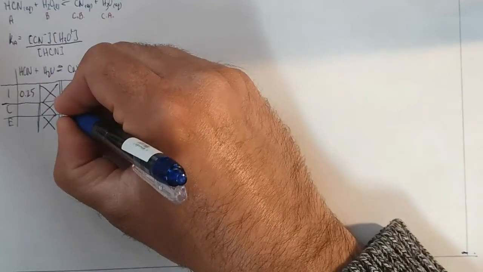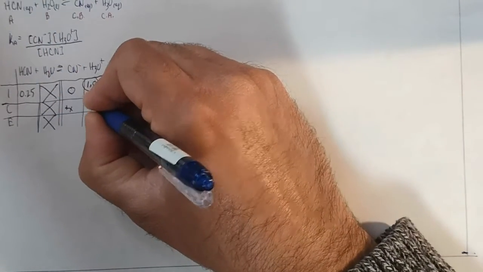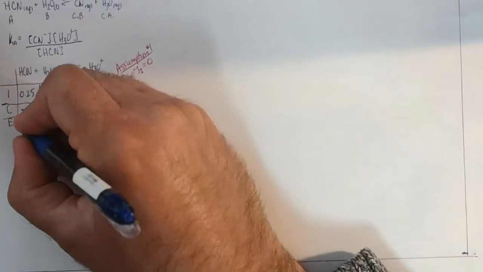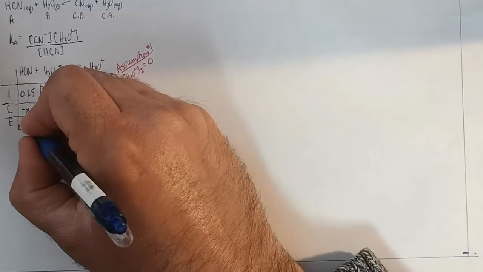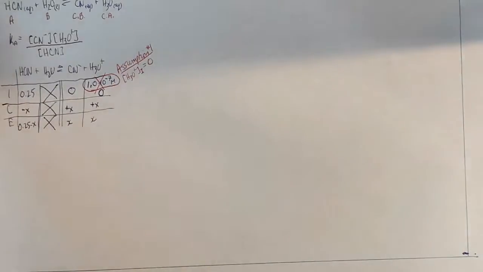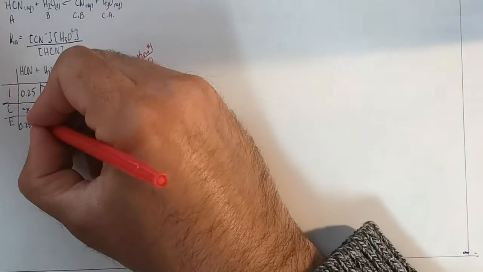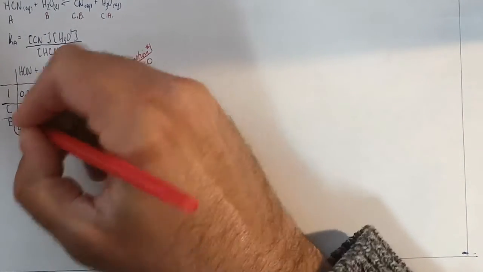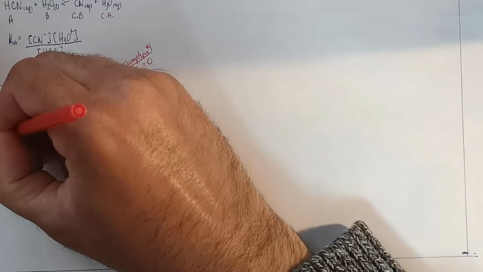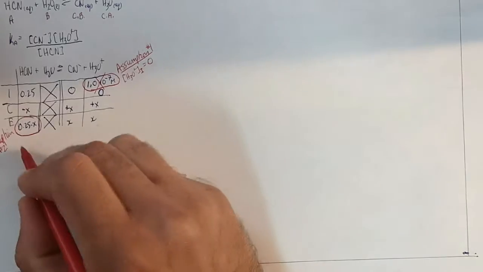Now these will each increase by a factor x. This will decrease by a factor x. So we end up with 0.25 minus x. We get x, and we get x. More on this later.